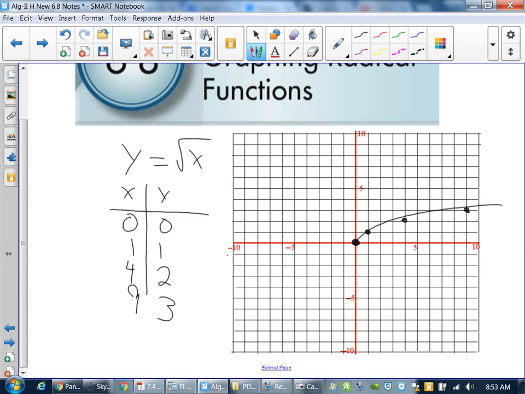Okay? So when we get into the whole idea of graphing square roots and things, what I want to look at, I might as well just jump right in and do some things with you guys. It's fun.